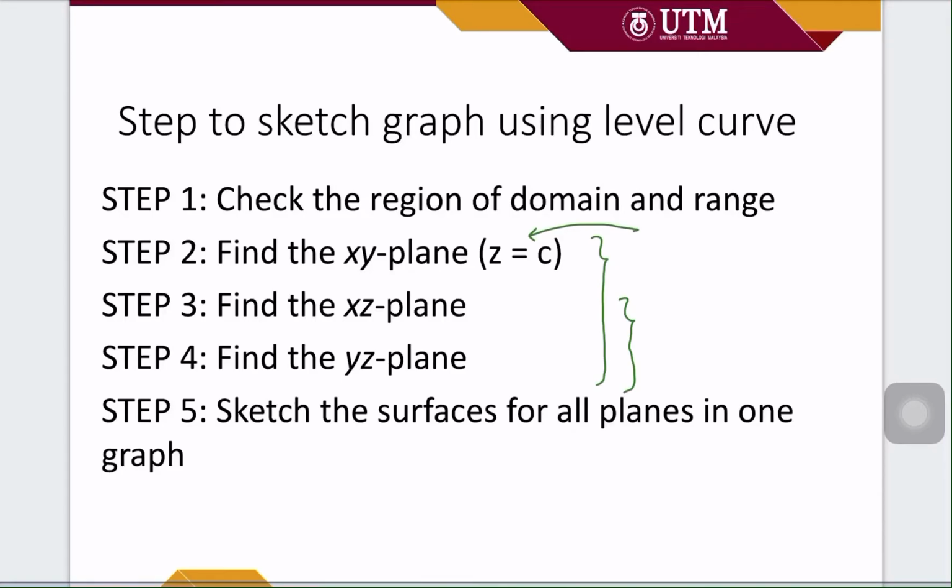So for example, for the previous one, x equal to 0, y equal to 0, and then z equal to 0. Sorry, it's not z, here is y, here is the x value. So let's say x equal to 0, y equal to 0, but this time z equal to c. It can be z equal to 1, z equal to 2, z equal to 3, depending on what value you want to put. Meaning that we have more than one value for z.